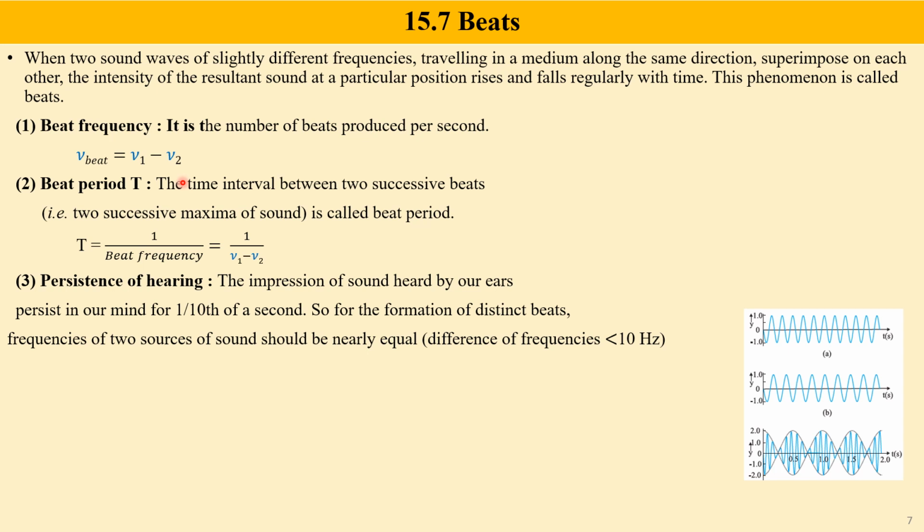There is another phenomenon called persistence of hearing. The impression of sound heard by our ears persists in our mind for 1/10 of a second. So, for the formation of distinct beats, frequencies of two sources of sound should be nearly equal. That is, the difference of frequencies between two sound waves should be less than 10 Hz.